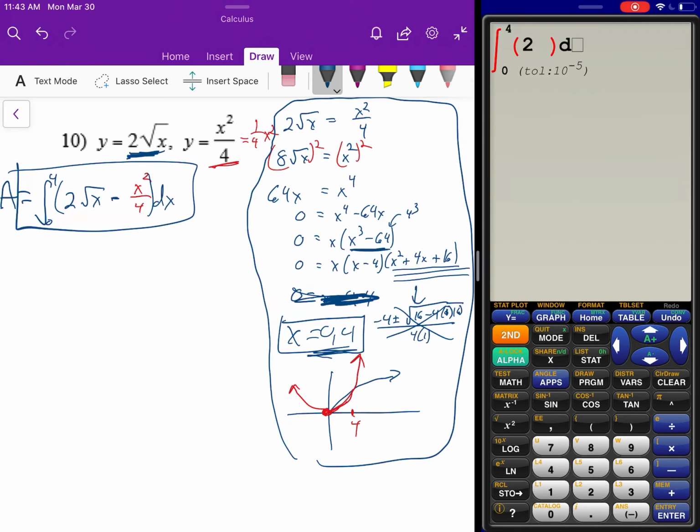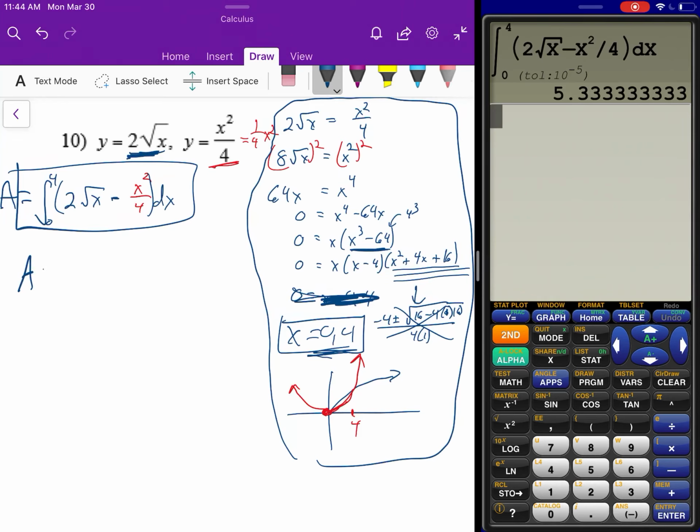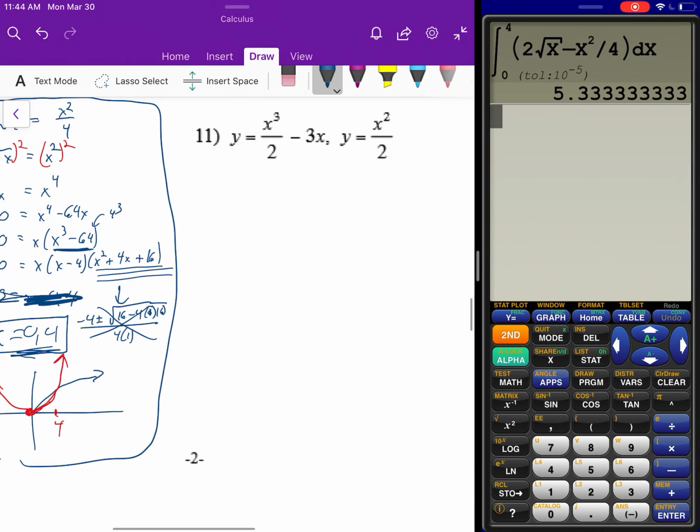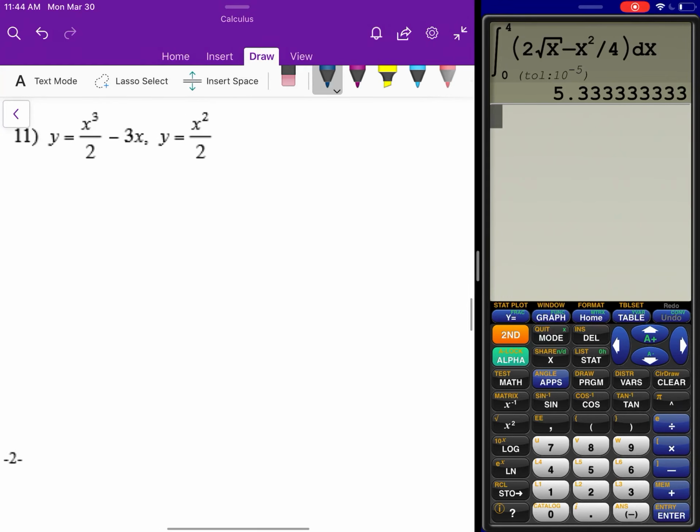So we want 2 times the square root of x minus x squared divided by 4 dx. Hit enter, and we get 5 1/3 units squared. All right. And then looking at number 11, same idea.